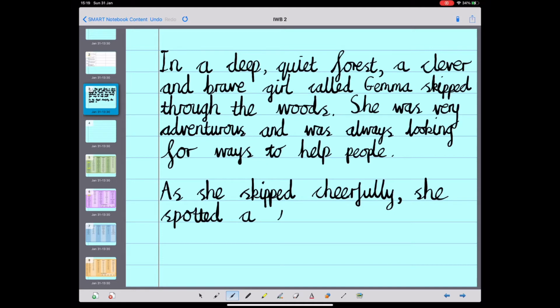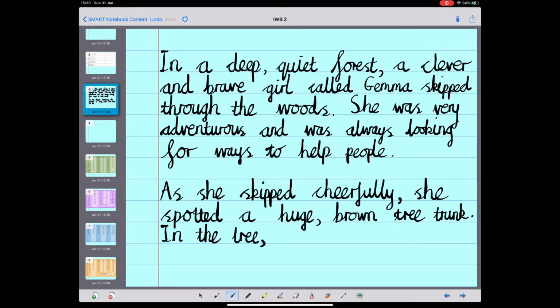a huge brown tree trunk. So I'm using those noun phrases that I came up with on Monday as well. As she skipped cheerfully, she spotted a huge brown tree trunk. In the tree, she could see a door. Let's describe the door with a noun phrase. A bright door.